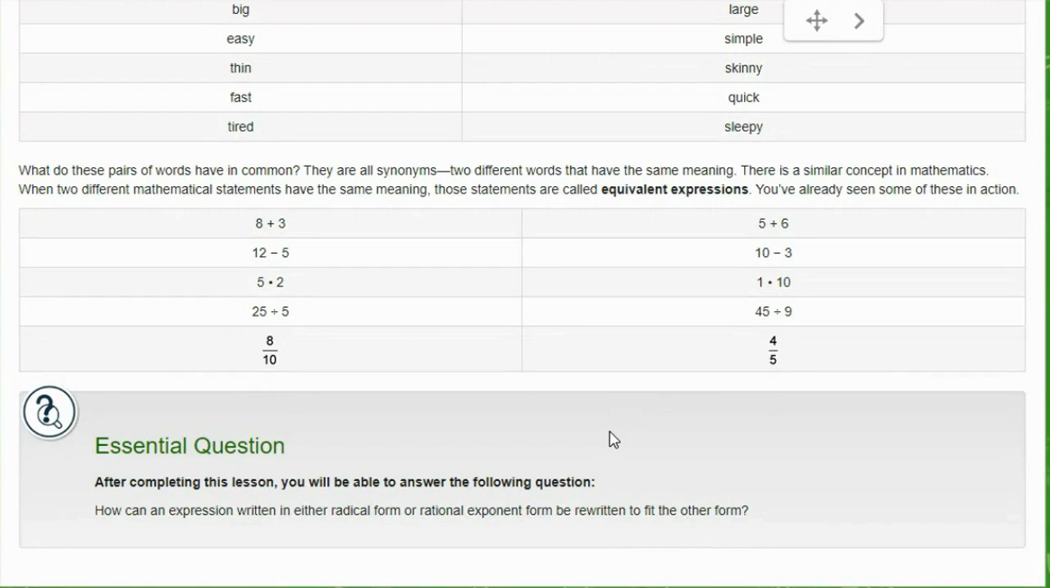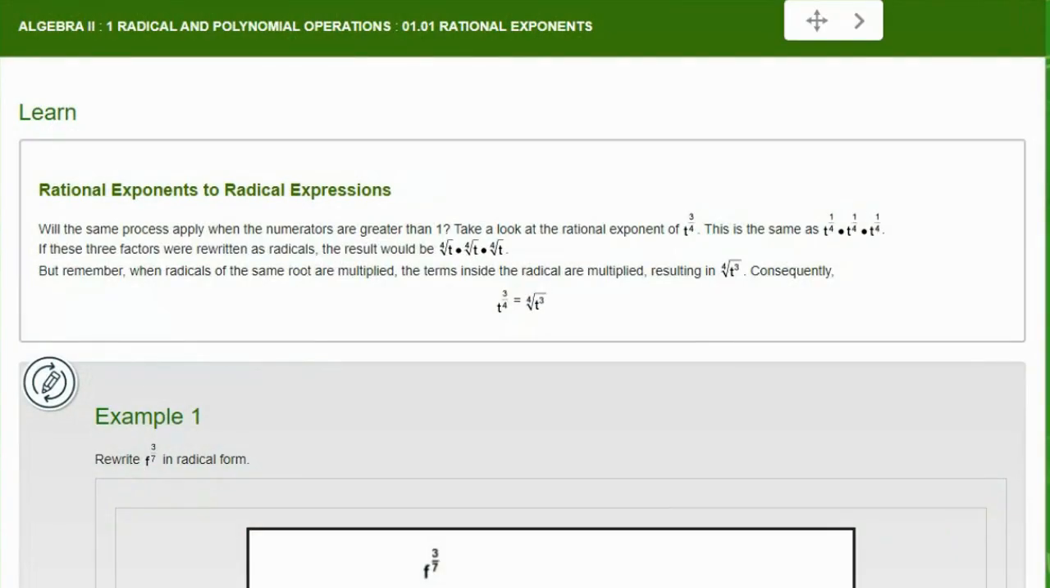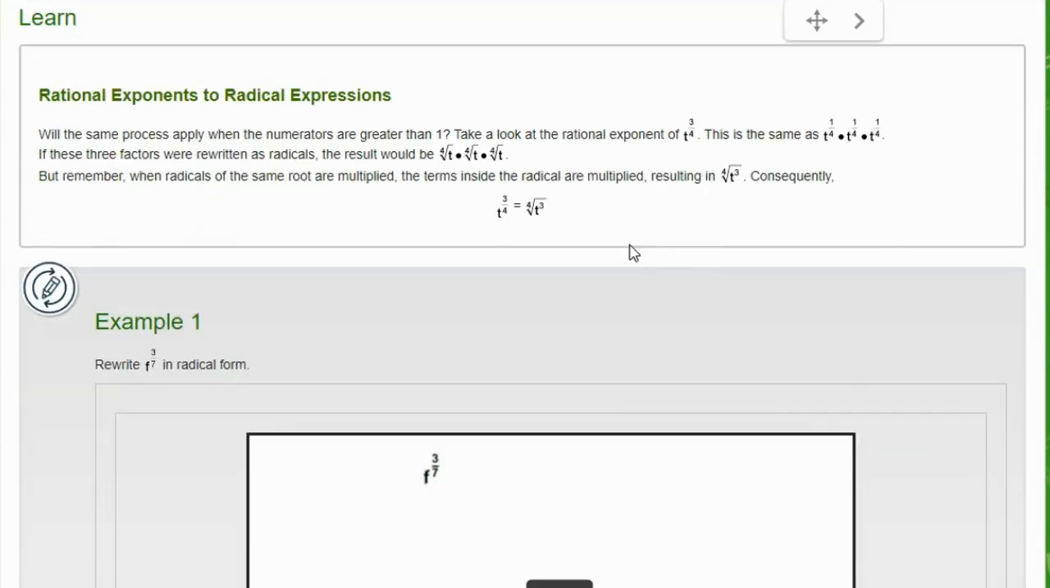So after completing this lesson, we're going to be able to answer the following question. How can an expression written in either radical form or rational exponent form be rewritten in the other form? All right, so let's start page 2. Rational exponents and radical expressions. Will the same process apply when numerators are greater than 1? Let's take a look at the rational exponent t raised to the power of 3/4.